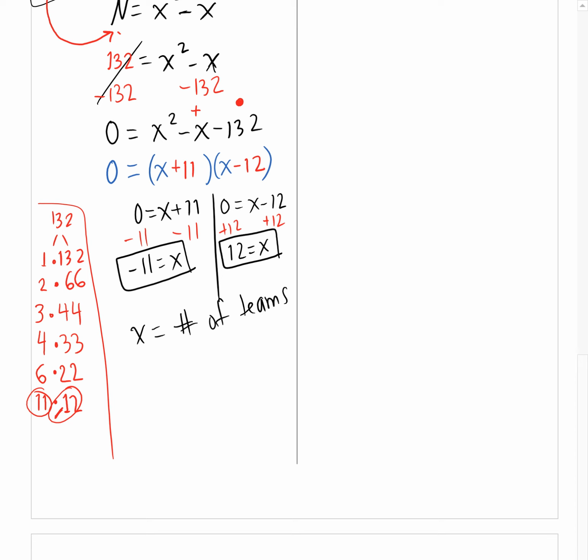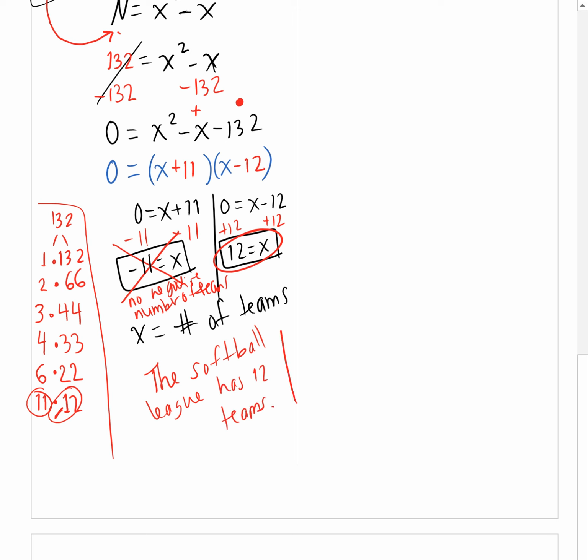I think this one's similar to the rectangle and the triangle. There's no way to have a negative number of teams. Yeah, no way. That doesn't make sense. So it must be the positive one. So it must be 12 teams. The softball league has 12 teams, or something like that, to indicate the subject that you're talking about and the answer that you got.